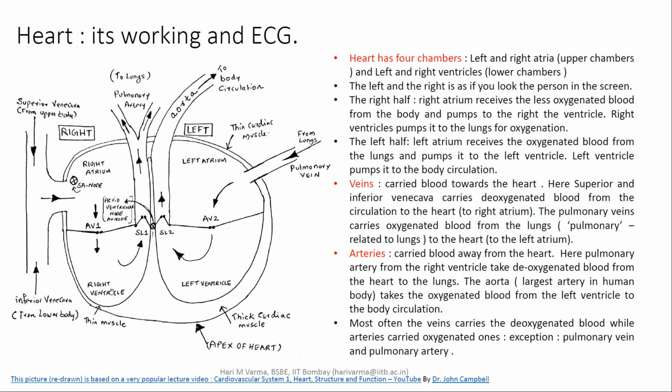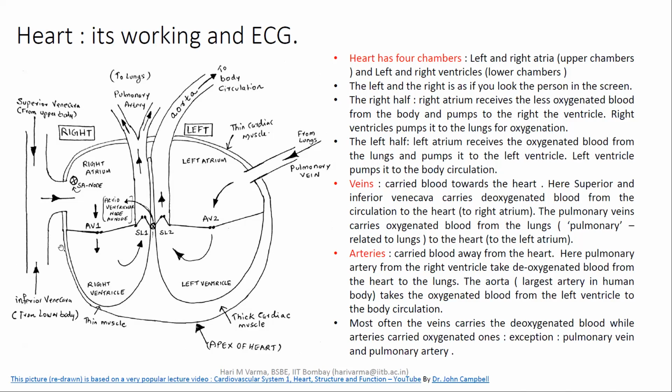And this is a very thick muscle. Now, it is divided into 4 chambers. You can see that this particular structure has some AV1, SL1, SL2, and AV2, which I have denoted here. These are called valves. So these valves are put in what is called a septum.